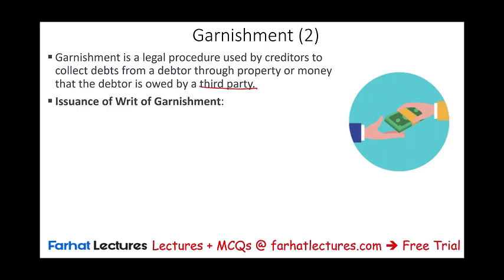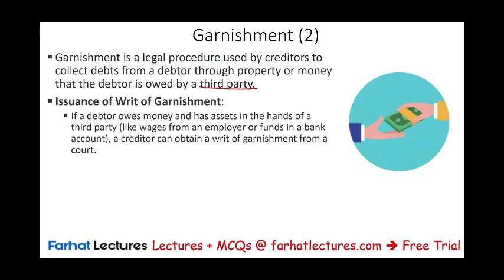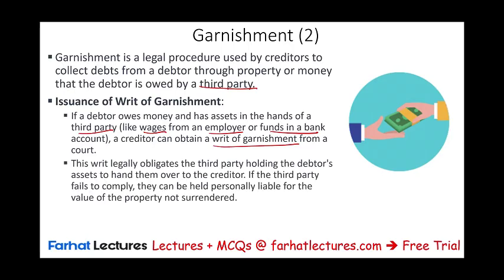So there's an issuance of a writ of garnishment, basically an order. If the debtor owes money and has assets in the hands of a third party like wages from an employer or funds in a bank, a creditor can obtain a writ of garnishment from a court. And this writ legally obligates the third party holding those assets to hand them over to the creditor. If the third party fails to comply, they can be held personally liable for the value of the property not surrendered. So they have to surrender this because it's a legal procedure.